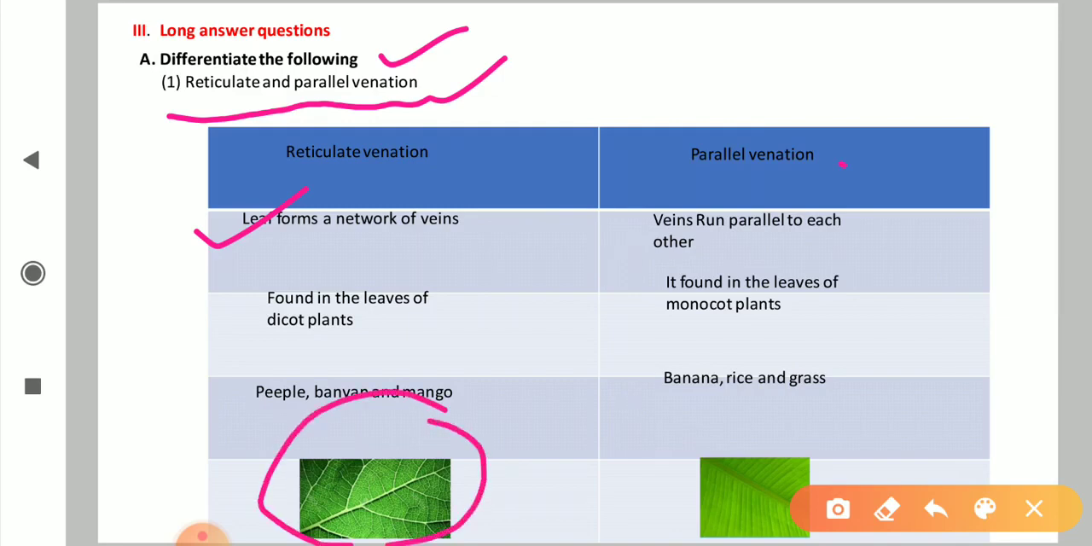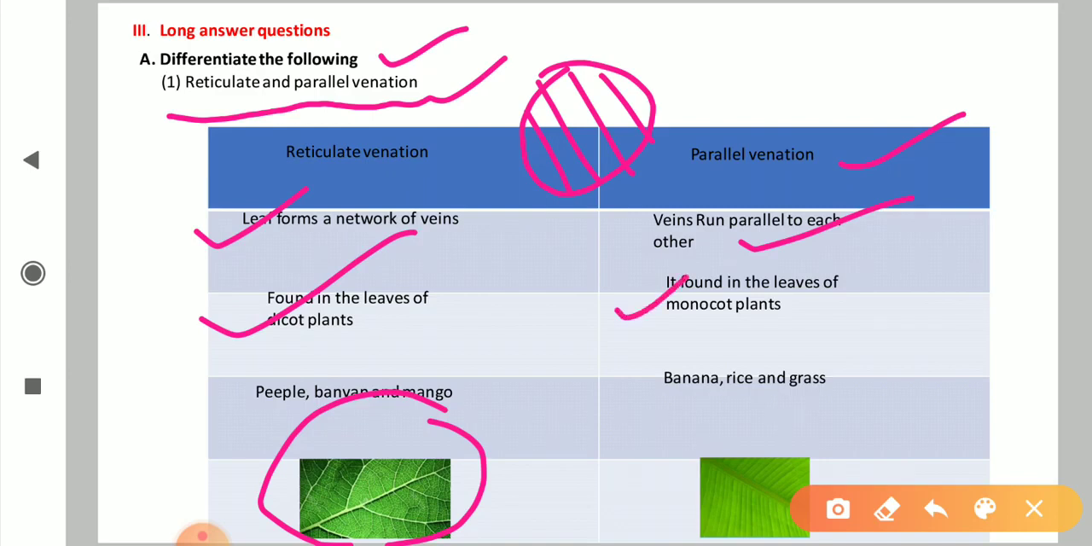Next, in case of parallel venation, the veins run parallel to each other. That means in a leaf the veins are parallel to each other. The next point is that reticulate venation is found in the leaves of dicot plants. On those dicot plants the leaves have reticulate venation. But parallel venation is found in the leaves of monocot plants. On those monocot plants the leaves have parallel venation.